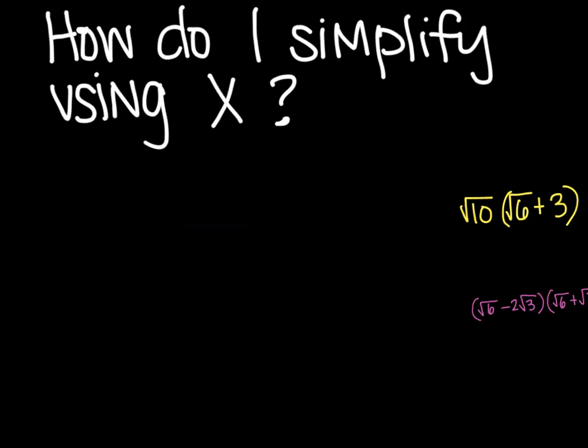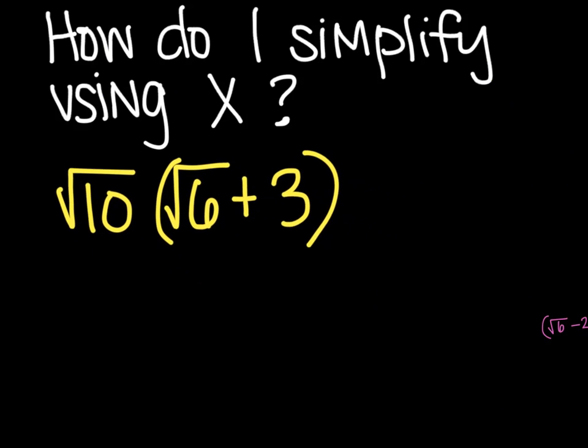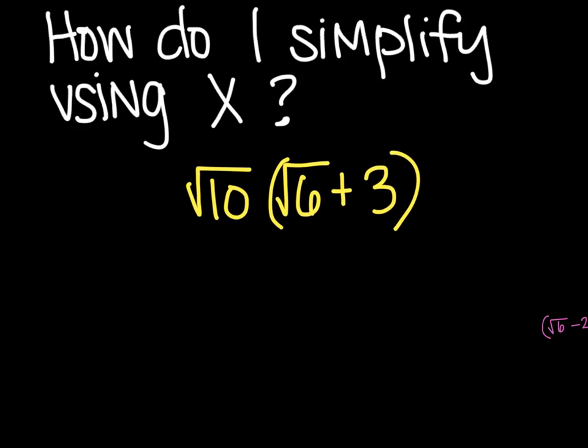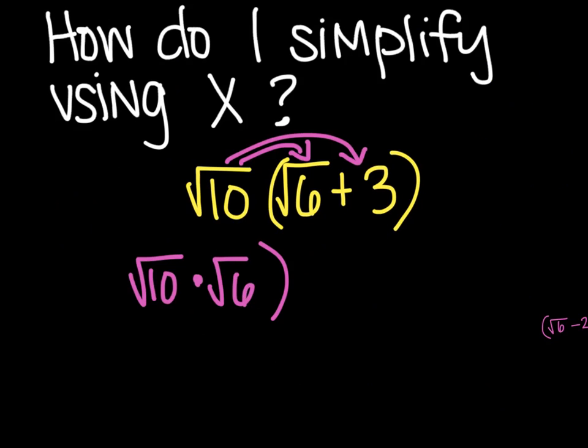Alright, next question. How do I simplify using multiplication? I'm going to give you 2 examples, quick, and then we'll go from there. Multiplication is pretty straightforward, with the same rules as regular numbers. So here I have the square root of 10 times, in parentheses, the square root of 6 plus 3. You're going to just distribute, just like you normally would in any other situation. So this is going to distribute out here and out here. So I'm going to end up with the square root of 10 times the square root of 6.